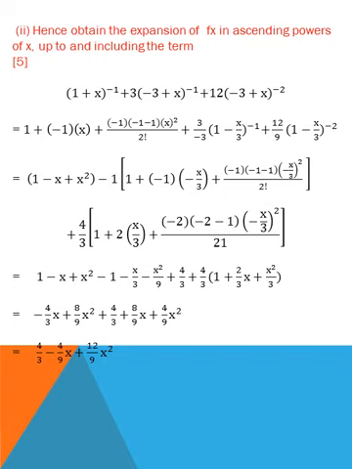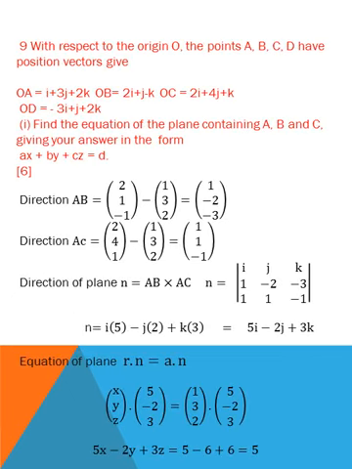1 - x + x² - 1 - x over 3 - x² over 9 + 4 over 3 + 4 over 3 into 1 plus this. When I simplify this, it will become the final answer: 4 by 3 - 4 over 9 x + 12 over 9 x².